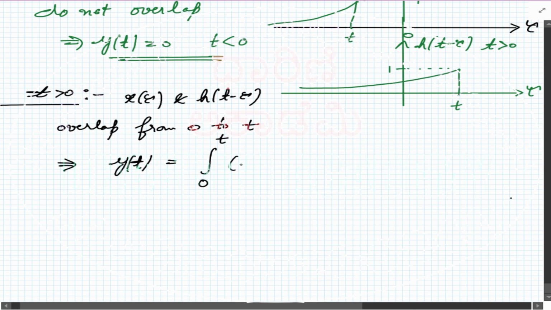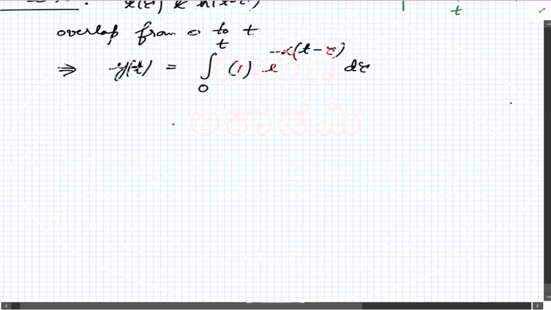What is the first function? It's 1, right? What's the second function? It is e to the minus alpha t. I cannot write t now, because the second function needs to be h of t minus tau. Wherever you have t, you should write t minus tau, and the variable is d tau. So this is equal to the integral from 0 to t, normal integration. This is e to the minus alpha t into e to the minus alpha tau d tau.